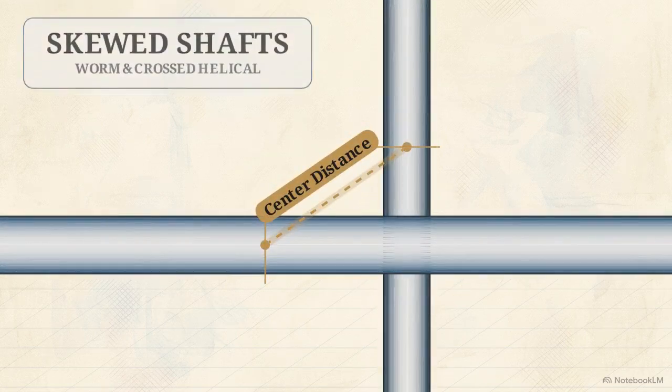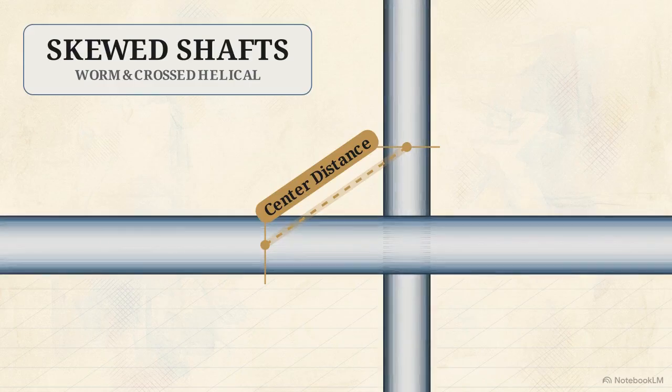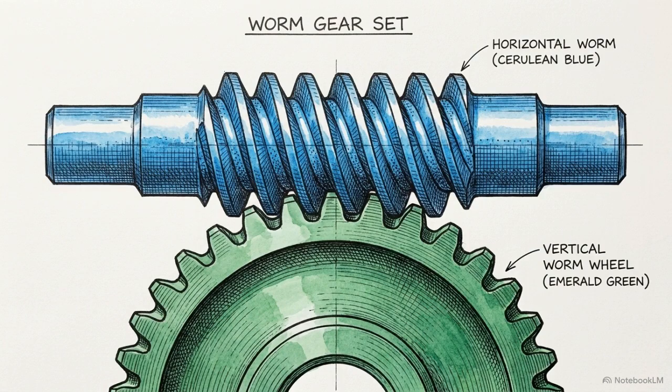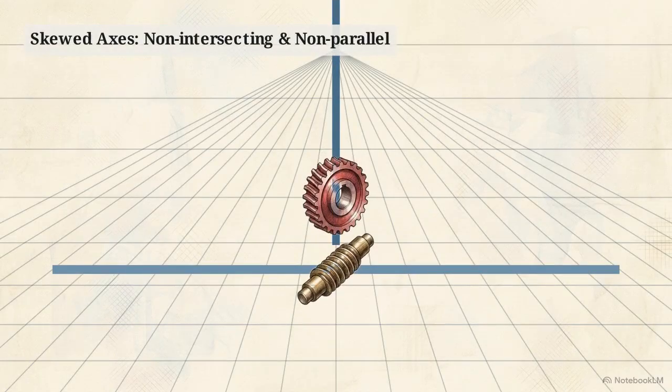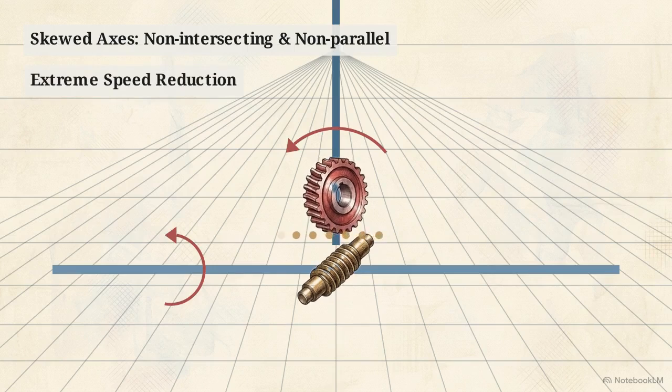The power shafts cross in the same physical space, but they are entirely non-parallel and never intersect. To bridge this skewed void, engineers use a specific pairing, the worm and worm wheel. The worm acts like a continuous screw thread, sliding against the wheel below.